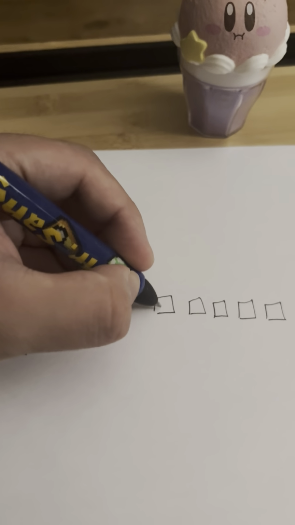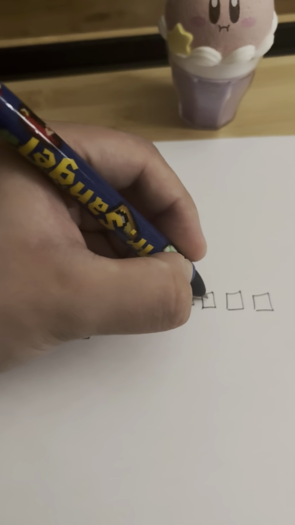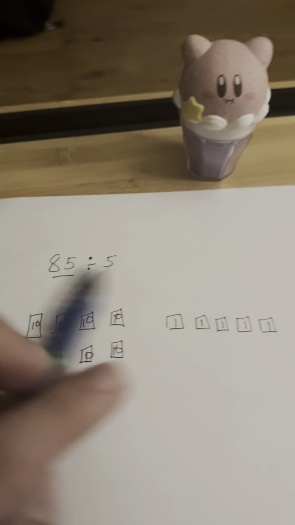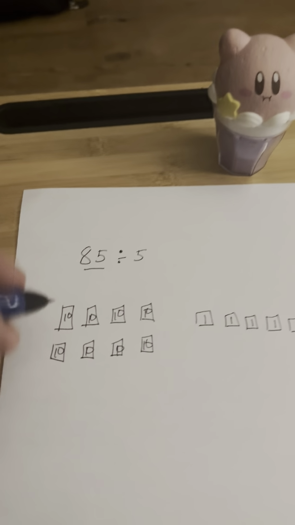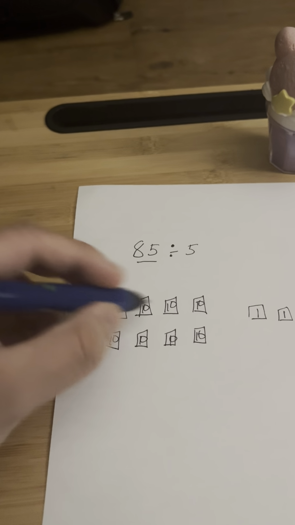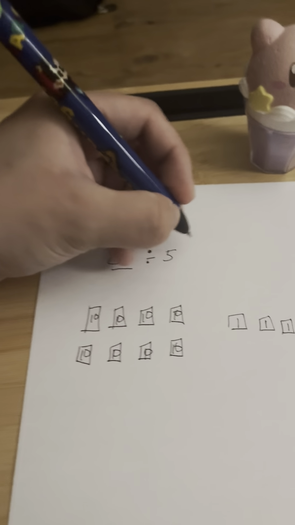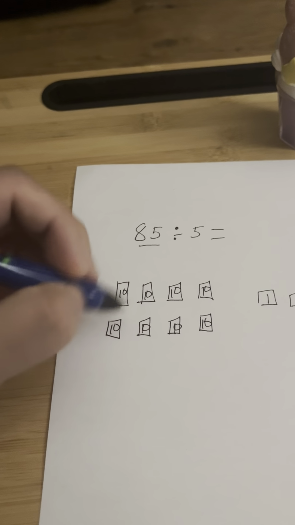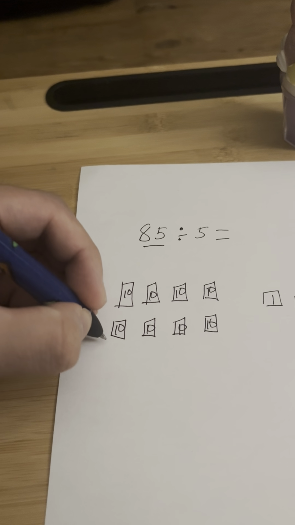I'm just going to write 1 on each block. So there you go, this should be 2, 4, 6, 8, 85. Remember, if we're dividing by 5, we need to make sure that we group all of these into groups of 5. So the way we're doing that is, we have 8 ten blocks. I'm going to group 5 of them.